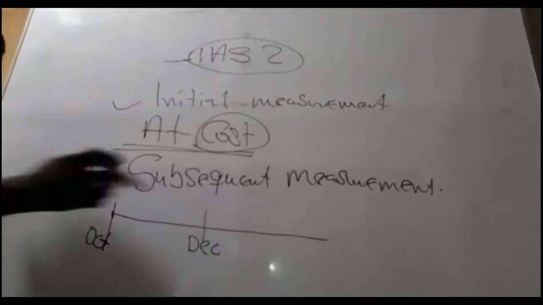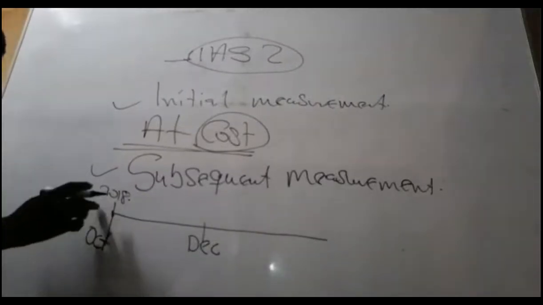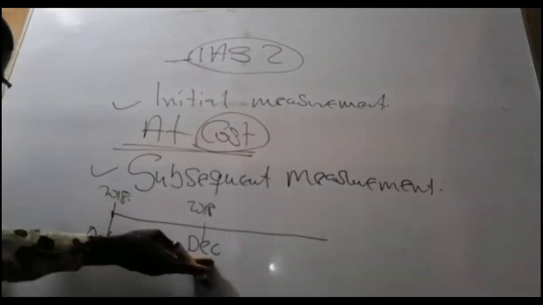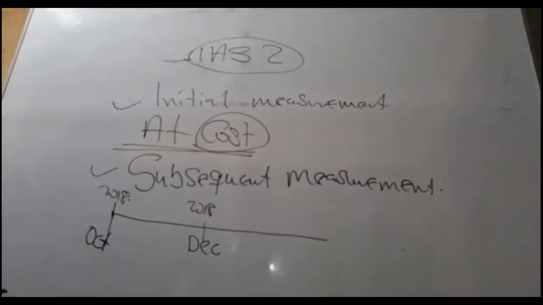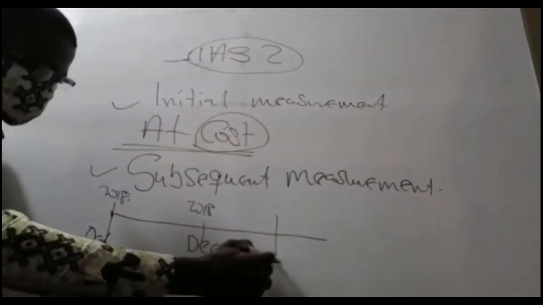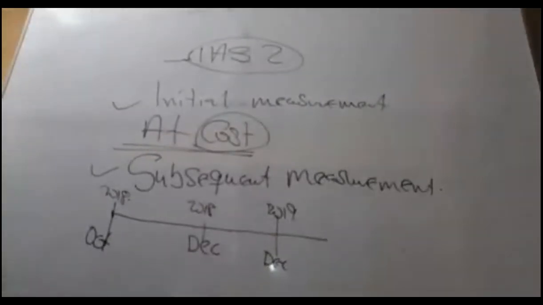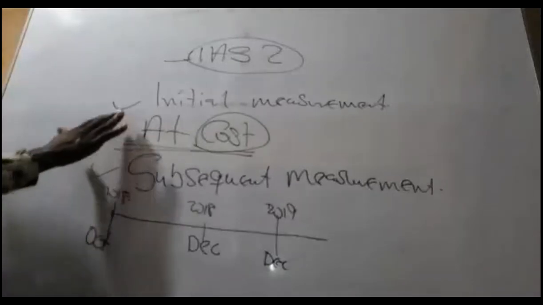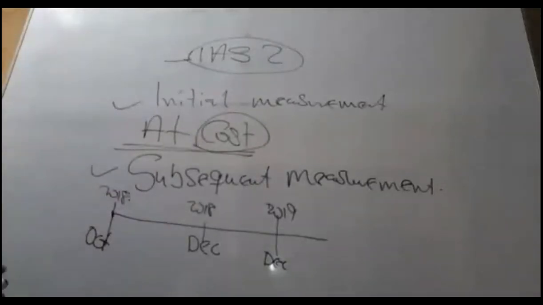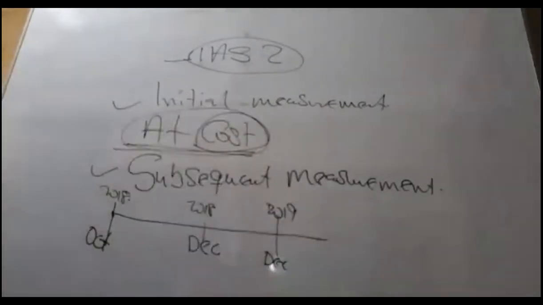So we bought it October 2018. December 2018 is your next reporting period. What will be the value? And the subsequent one as well: December 2019, what will be the value? So that's what I mean by subsequent measurement of inventory. We have two measurements: the initial and the subsequent. And most often initial measurements are at cost.